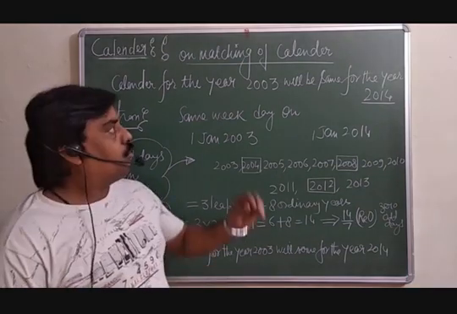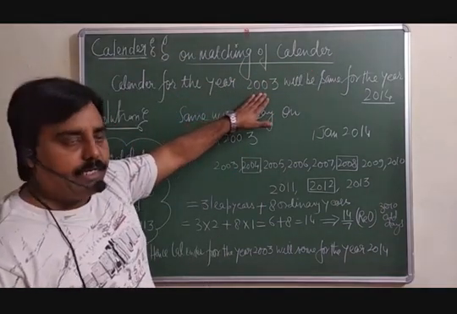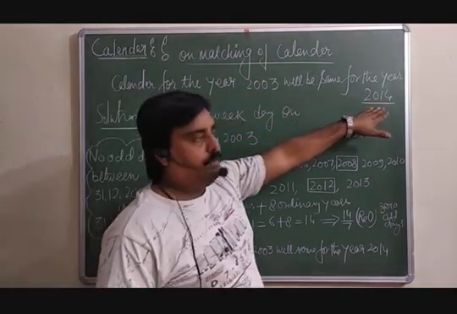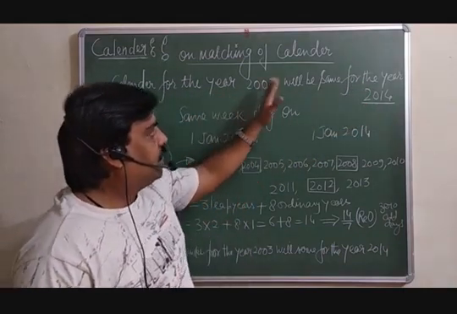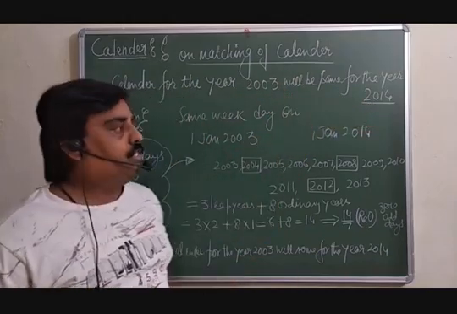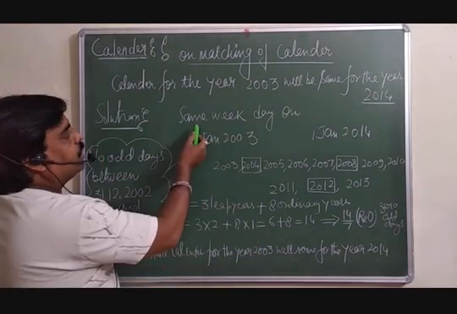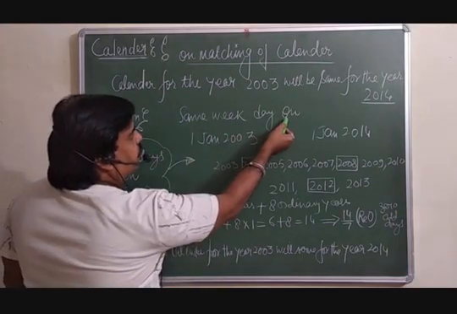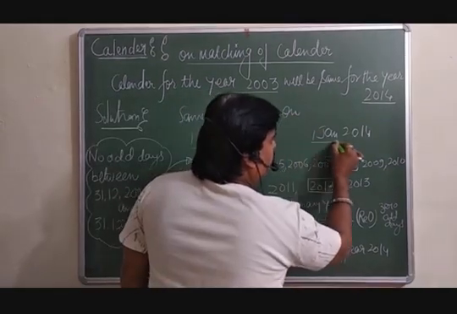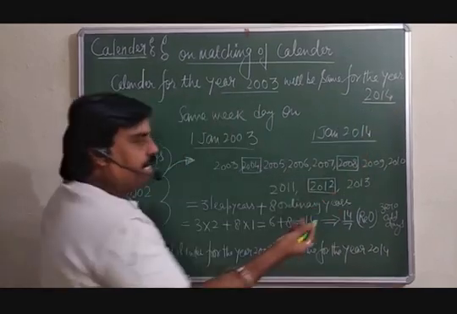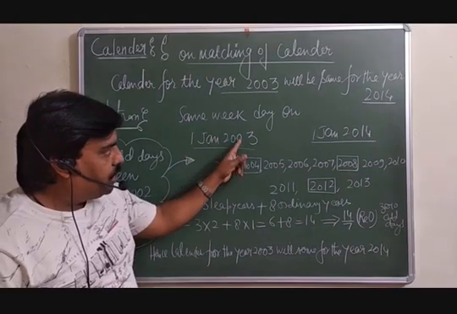Yes, now the last topic is matching of calendars. Suppose the year 2003 calendar is given and 2014 is there. We want to know whether they have the same calendar. So how can you check whether they have the same calendar or not? The same weekday on 1st January 2003 and 1st January 2014 means both are the same. Whatever the day is for 1st January 2003, the same should be here.